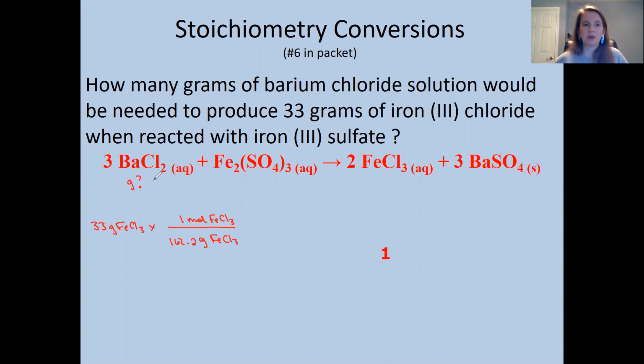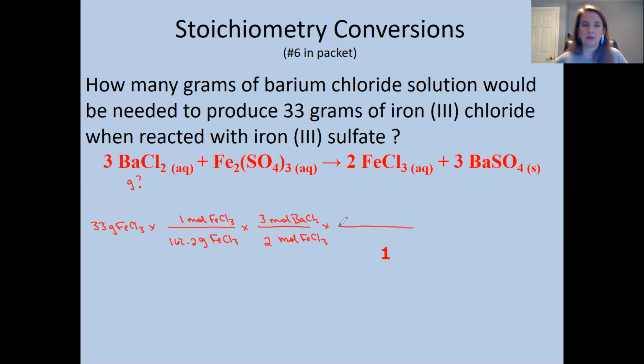I'm not done setting up my problem because I'm looking for grams of barium chloride. So since I have moles of FeCl3 up here, I need moles of FeCl3 down here. Now, how many moles of FeCl3 am I going to have? Well, this is where I'm going to be using that mole ratio, switching from FeCl3 to BaCl2. So I'm going to use my coefficient. So I have to have 2 moles of FeCl3 down here. I'm looking for barium chloride, so I'm going to have 3 moles of barium chloride up here on the top.